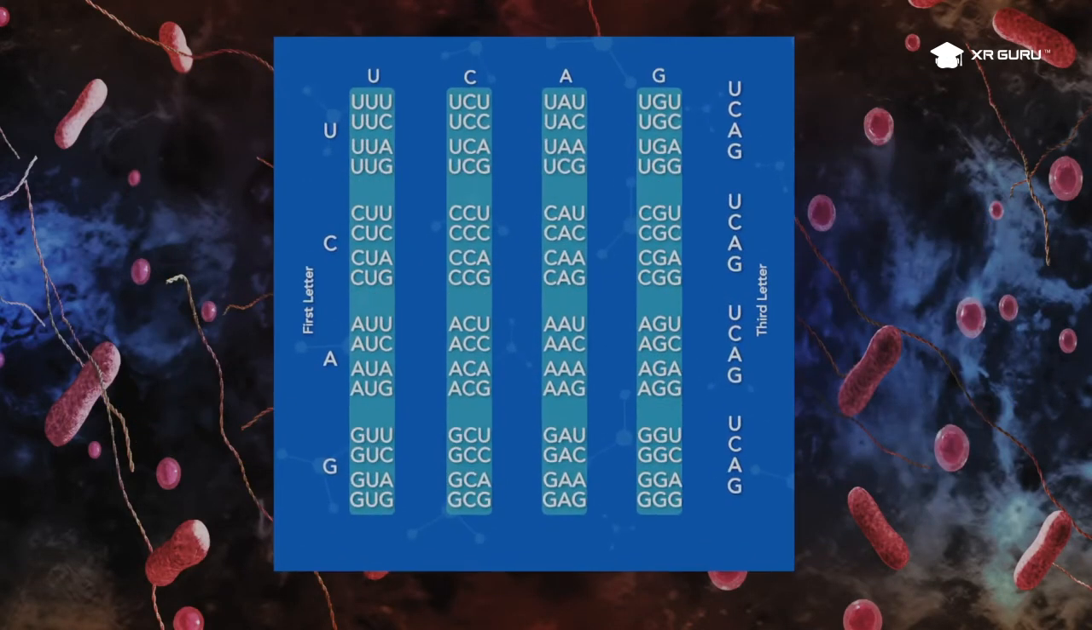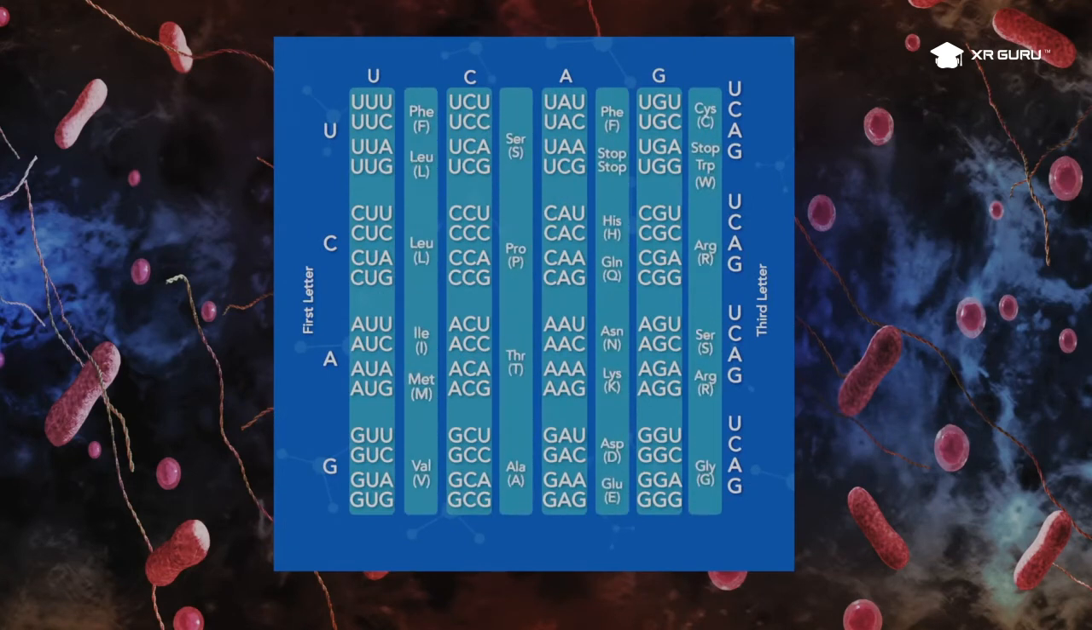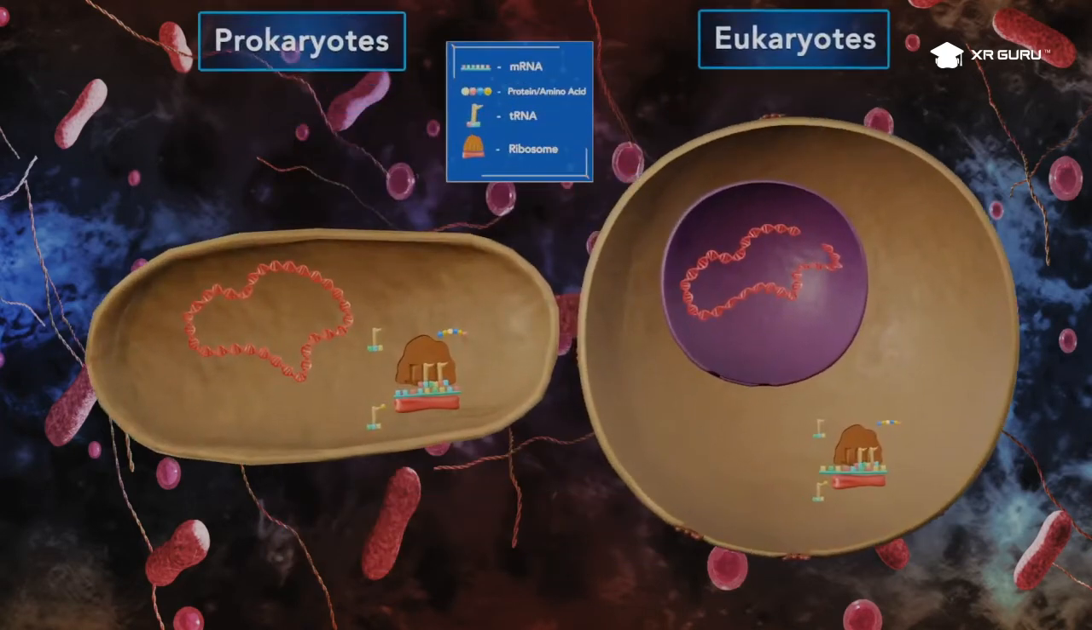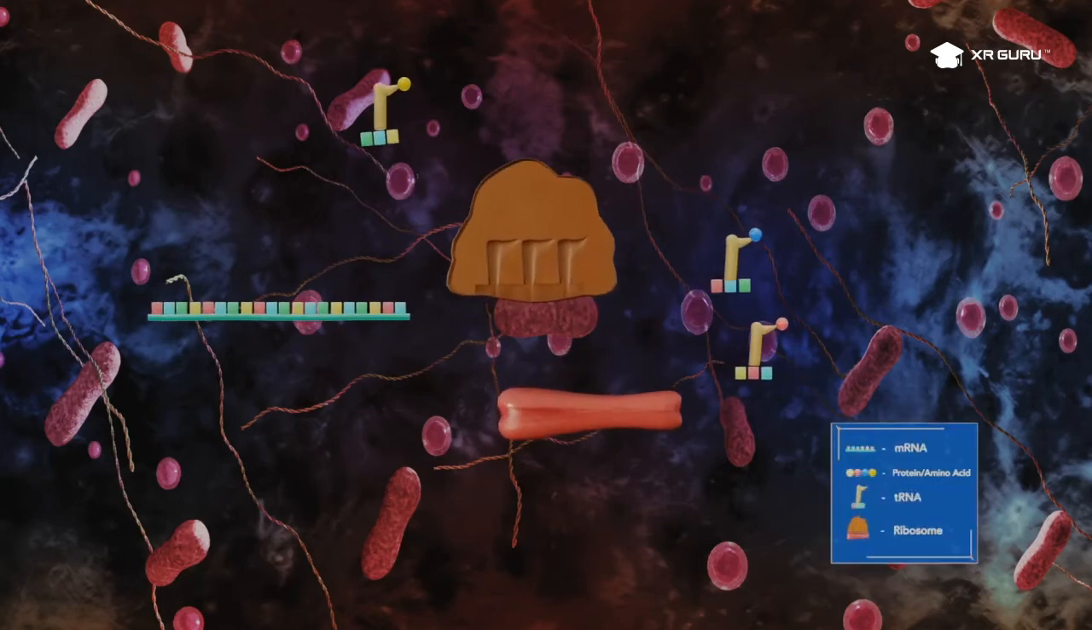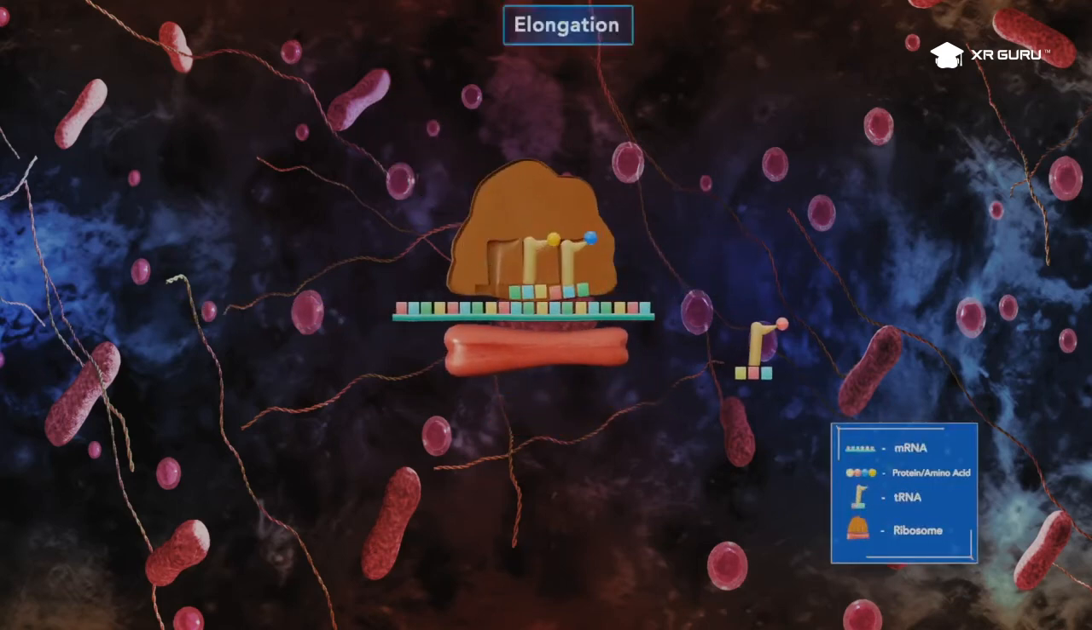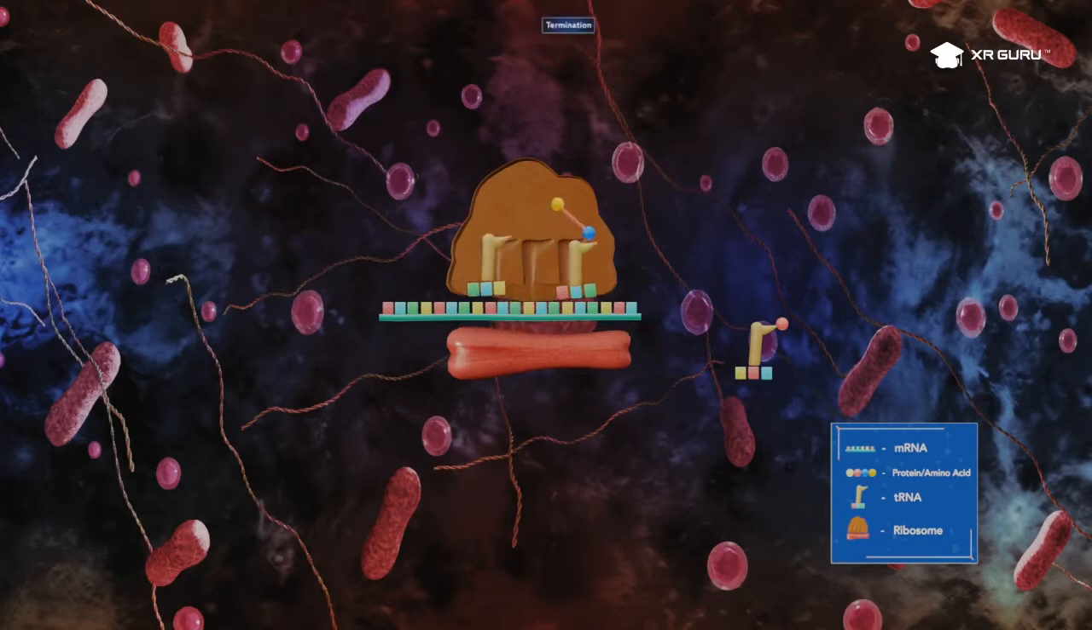All 61 codons are similar in both groups. All 20 amino acids are the same in both groups. Protein synthesis occurs in the cytoplasm. The translation is completed in 4 stages. They are initiation, elongation, translocation, and termination.